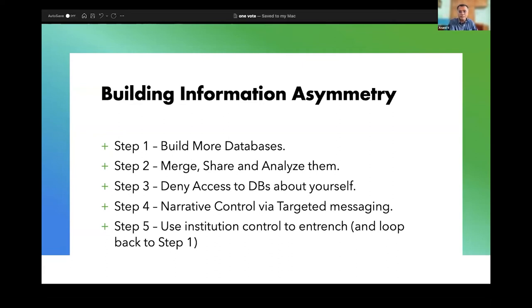Step three is to deny access to databases about yourself. So let us think about how step three works. Now, typically the way in which democracies are supposed to work is that regime change happens every X number of years. In some democracies, it's 3 years, in some 4, some 5, whatever the number is. But most democracies are designed to create what we call regime change, and the regime change happens in a particular cadence.